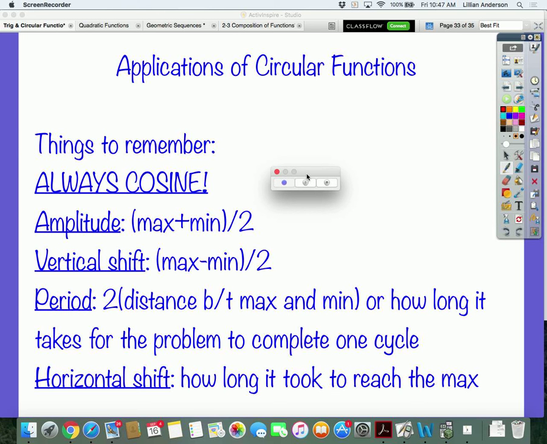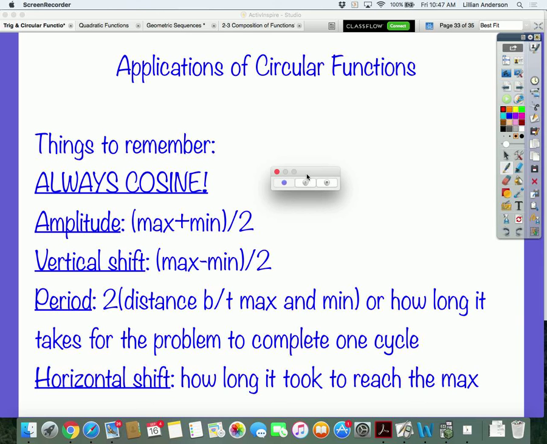So again, with the application of your circular functions, you always want to remember cosine is the easier function to write, okay? When you're trying to figure out your amplitude, and this is in the sense of writing the equation. So when you want to find your amplitude, which is the A in the equation, you want to take your max and your minimum values, add them together, divide by 2. Your vertical shift, you take your max and you subtract your min, divide by 2.